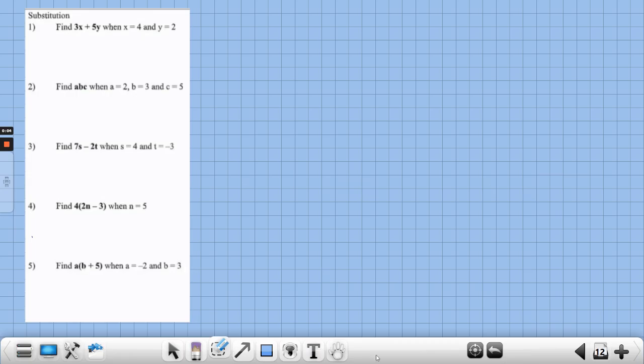This is just a basic algebra exercise, and this is substitution. What we're doing here is taking an algebraic expression and we are being given values for the unknowns. We're going to substitute those into the expression to find a solution. When you feel confident or ready, you can pause the video and have a go at them yourselves and then play to check your answer.